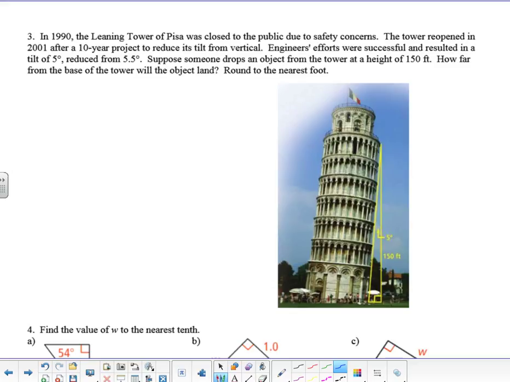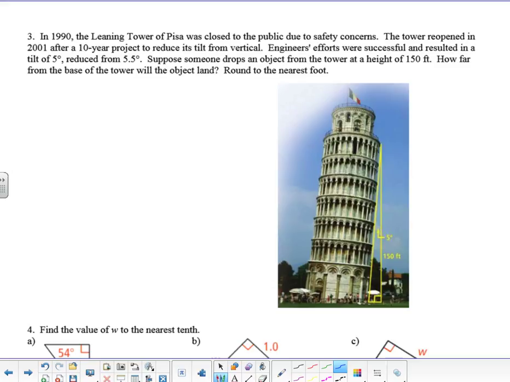In 1990, the Leaning Tower of Pisa was closed to the public due to safety concerns. The tower reopened in 2001 after a 10-year project to reduce its tilt from vertical. Engineers' efforts were successful and resulted in a tilt of 5 degrees, reduced from 5.5 degrees. Suppose someone drops an object from a tower at a height of 150 feet. How far from the base of the tower will the object land? Round to the nearest foot. It's interesting that they changed it by 0.5 degrees.